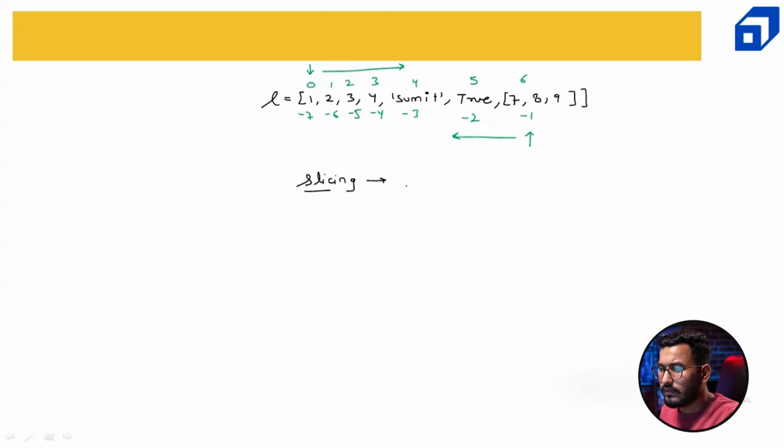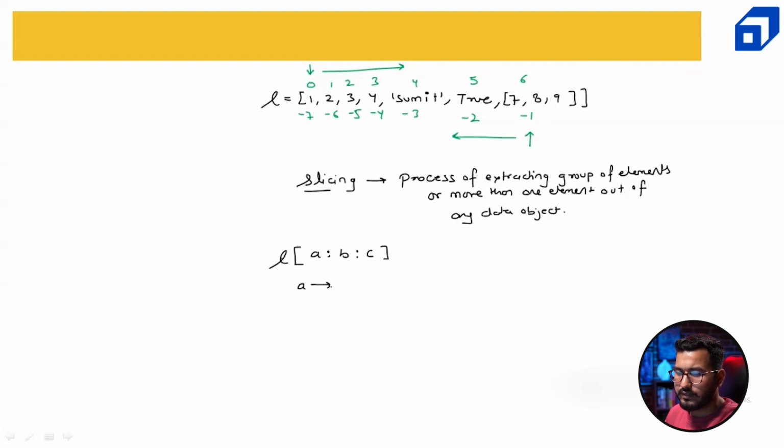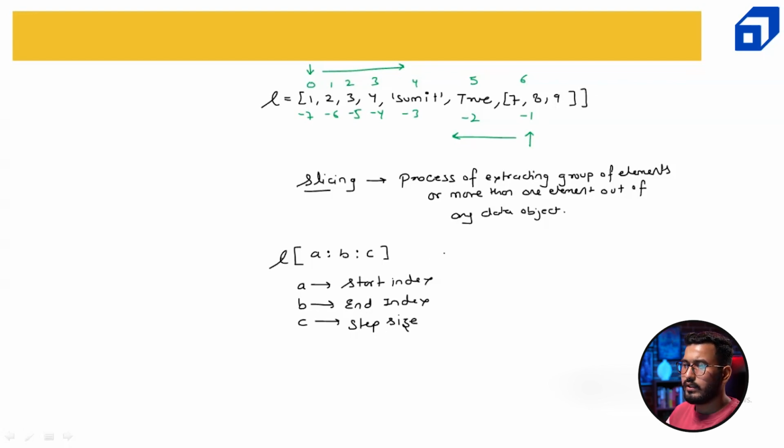Now slicing, what is slicing? Slicing is basically the process of extracting a group of elements or more than one element out of the list or any data object. So if I have to perform slicing, I'll say L of, because L is my variable name, A colon B colon C, where A is your start index, B is your end index, and C is your step size.